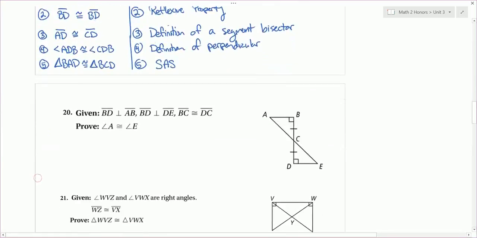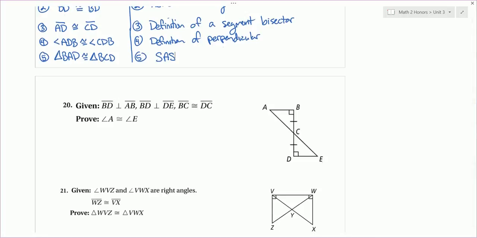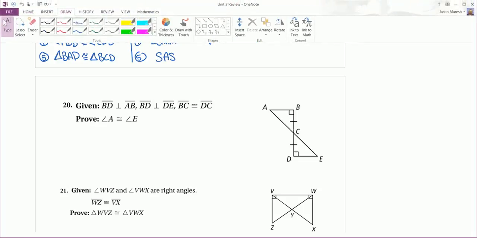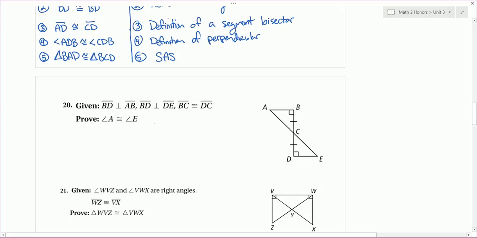Number 20, given a second proof, given BD is perpendicular to AB and BD is perpendicular to DE and BC is congruent to DC. We want to prove that angle A is congruent to angle E. So again, let's start that two-column proof. Statements on the left side, reasons on the right side. And our first statement is just to list the givens. So just copy down what's given.